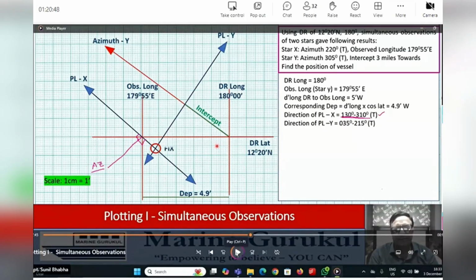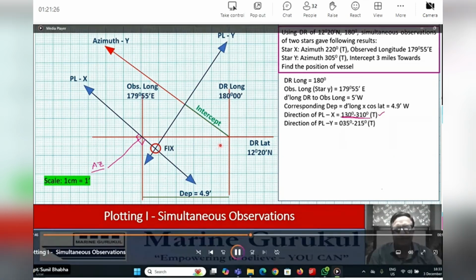Clear, sir. So one doubt. Go ahead. The length that we have taken for the intercept, we have taken 1 box equal to 1 mile. So we'll take 3 lengths of this and then we'll mark the intercept point, correct? That's correct, beta. This intercept will be 3 centimeters, which will be equal to 3 miles, because our scale is 1 centimeter equal to 1 mile. So 3 boxes measured along the azimuth will take you to the ITP. Understood, sir. Thank you. Okay, great.